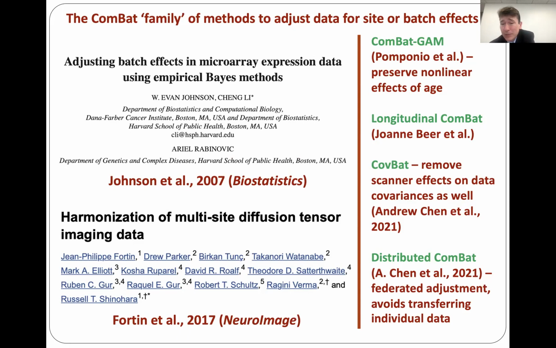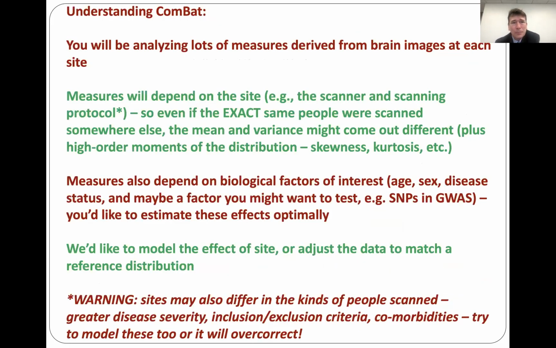And even most recently, distributed ComBat that can do an adjustment of data remotely to make the data from different sites more comparable. So just to understand what we're doing here and understanding ComBat, you might be analyzing lots of measures derived from brain images at different sites. The problem is the measures do depend to some extent on the site where the scans were done, either the scanner or the scanner protocol. So even if the exact same people were scanned somewhere else, the mean and the variance of the measures might come out differently. And even the higher order moments of the data distribution, the skewness and the kurtosis and so on.